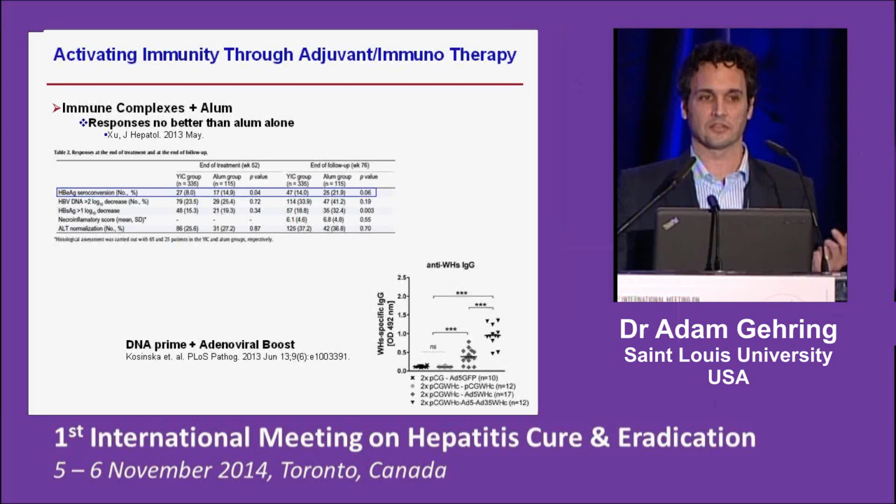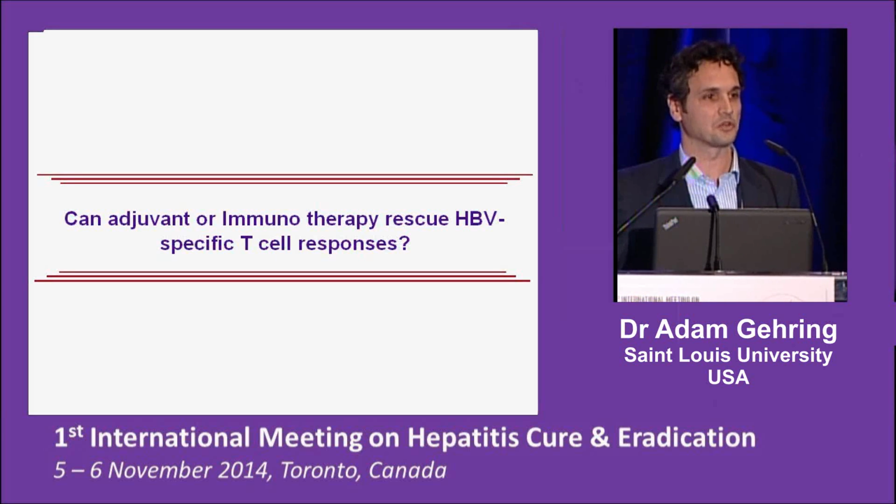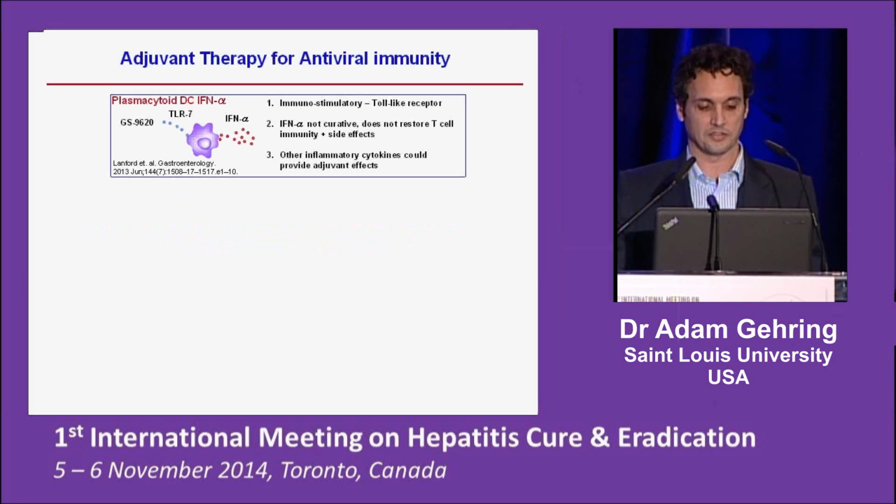The good thing about this is TLR7 is very immunostimulatory. Maybe the problem with interferon alpha is we know it's not necessarily curative. There are good studies now to show that it does not restore T-cell responses, and then obviously it has its side effects. But interferon alpha is obviously not the only cytokine that's going to be produced in response to TLR7, so there might still be some adjuvant effects we haven't really seen, or at least I haven't seen data on the HBV-specific T-cell responses so far after administration of this compound.